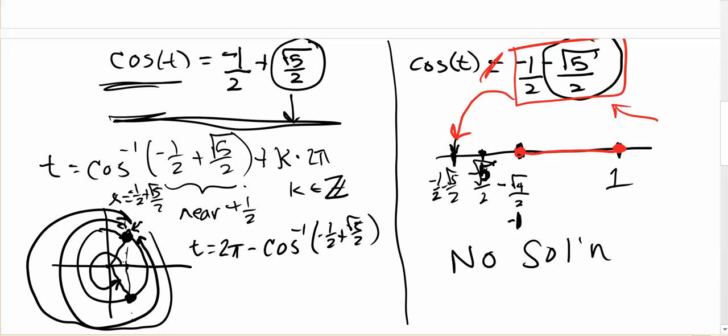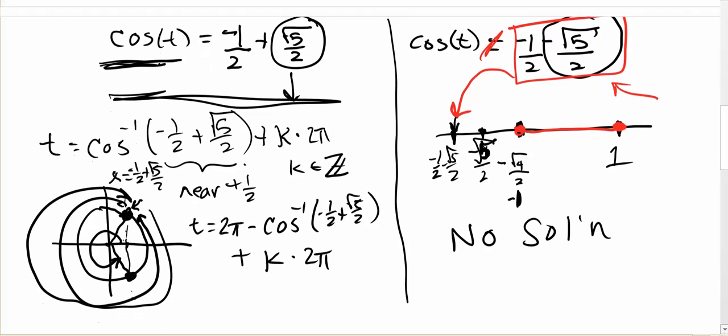This means that if you take any integer value and multiply it by 2 pi and add that to the inverse cosine of negative 1/2 plus the square root of 5 over 2, we're getting coterminal angles, and we're getting more values in which the cosine of t is equal to negative 1/2 plus the square root of 5 over 2. And we'll do the same thing to the symmetric solution. So plus k times 2 pi. So these are our solutions. We can write this down.